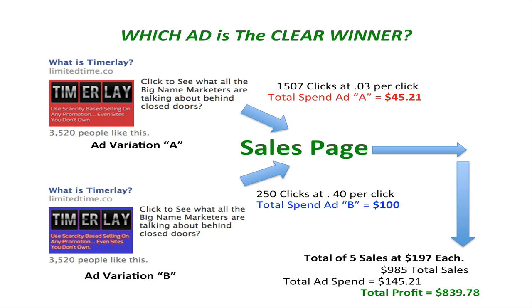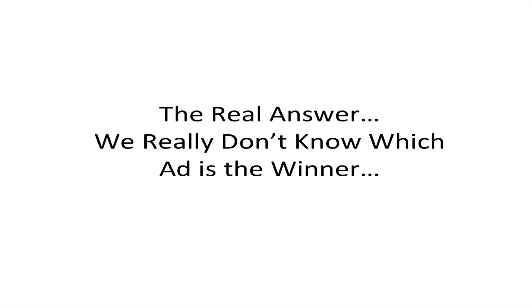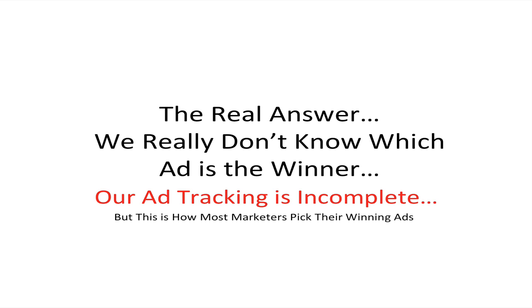But here's the thing. The real answer is we really don't know which ad is the winner. And you see, our ad tracking is incomplete. We're only tracking our clicks, okay? We're only tracking how many clicks each ad is getting. So we could actually end up picking the wrong ad. If you picked ad variation A, the red ad, you could actually be wrong.